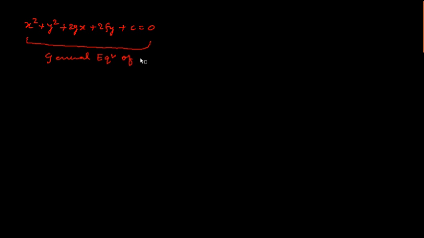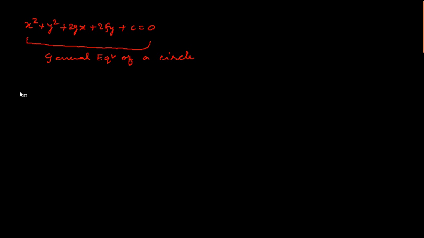In the last video, we have seen that x square plus y square plus 2gx plus 2fy plus c is equal to 0. This is a general equation of a circle, and any circle can be written in this form.